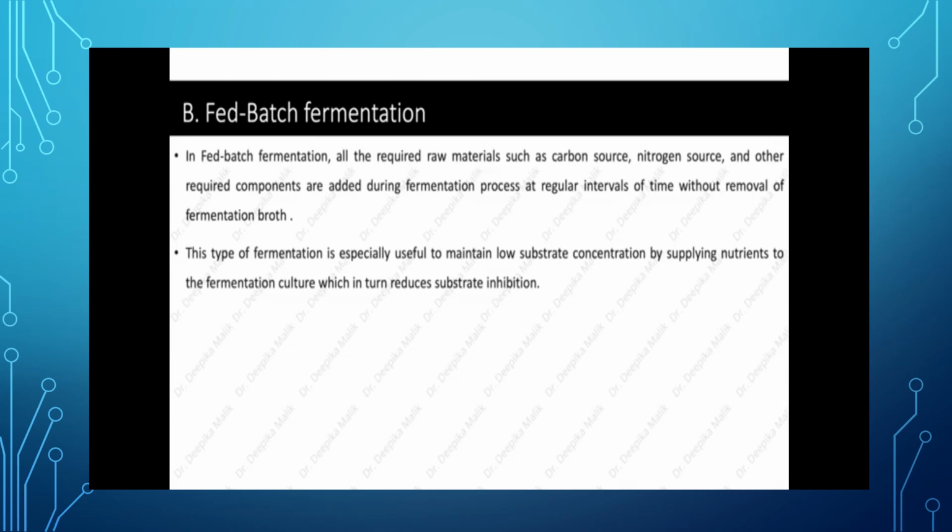Fed batch fermentation is the second type or second approach of fermentation. In fed batch fermentation, all the required materials like carbon, nitrogen, and other required compounds are added during the fermentation process at regular intervals of time without the removal of fermentation broth.